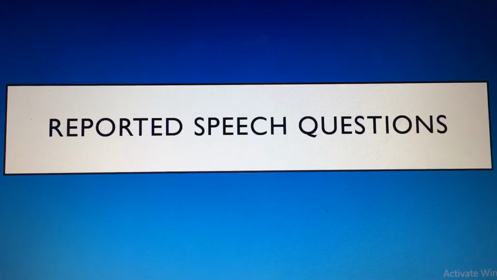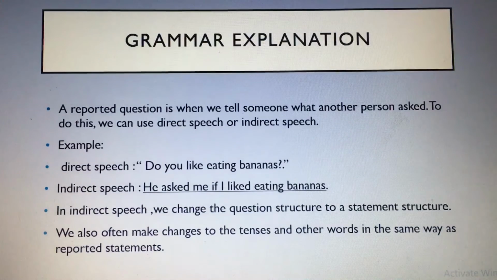Hello, fifth grade students. In unit number 7, we studied how to report polite requests and how to report orders. In unit number 8, we studied reported speech with statements. And in unit number 9, we will study reported speech questions, or reported questions. Okay, let's start. We have a grammar explanation here.